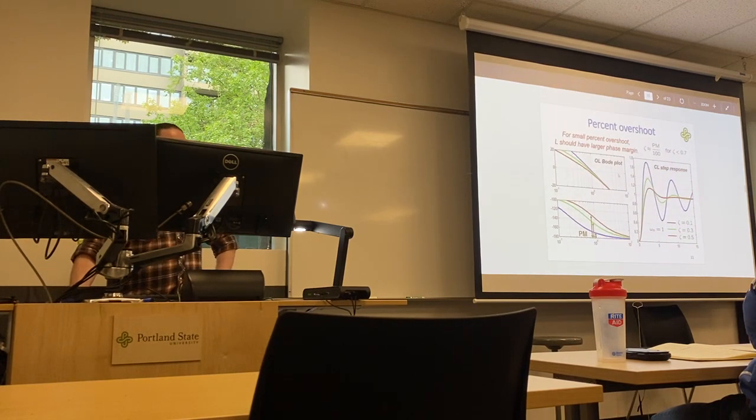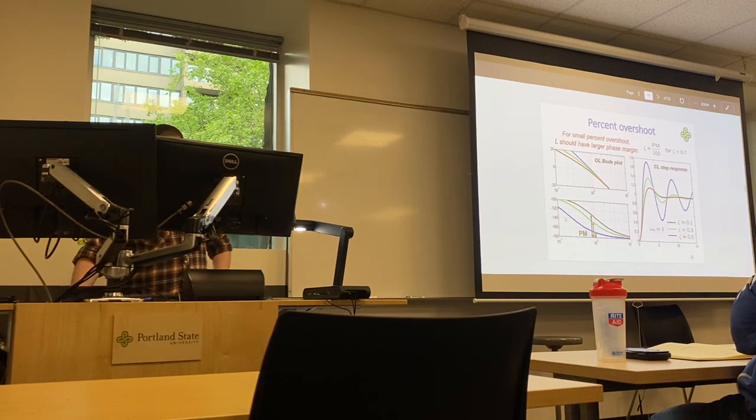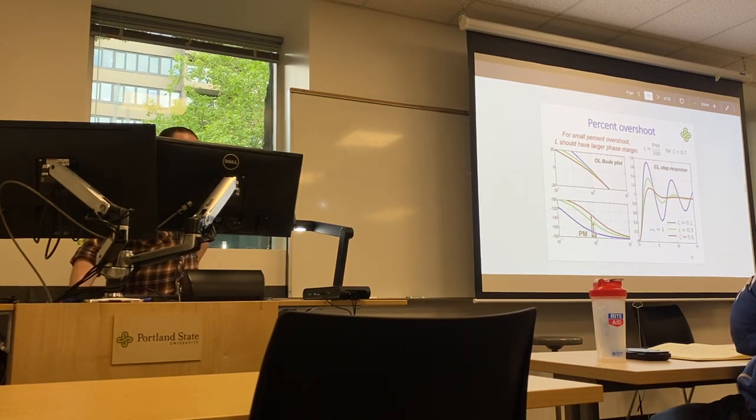Questions on that for now? And percent overshoot, we're relating that to our damping ratio, but looking at that specifically on a Bode plot for magnitude and phase. Lower damping ratio would result in more behavior that would show a smaller phase margin.